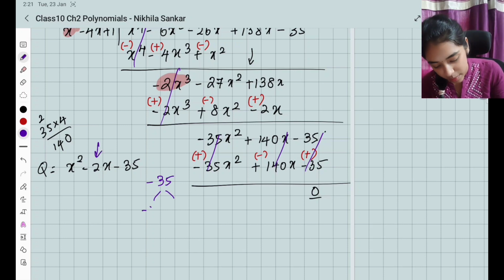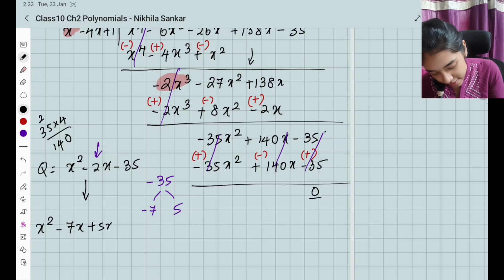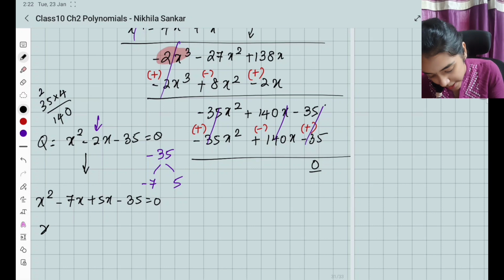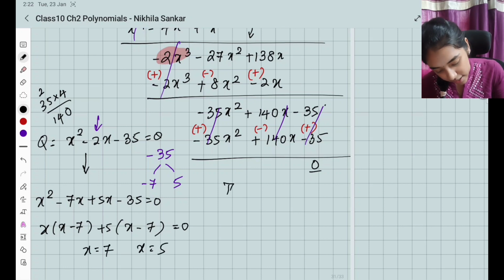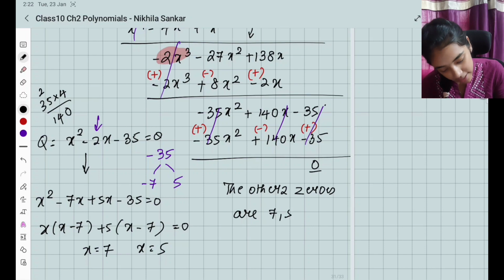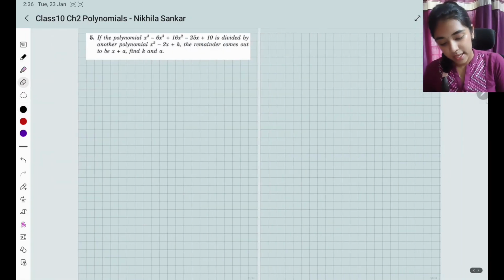So 5 7s பண்ணலாமா? So minus 7 5. So when you split the middle term, we have x square minus 7x plus 5x minus 35 equals 0. So this is going to be x common adutha x minus 7 and x minus 7. Inge plus 5 equals 0. So we have x equals 7 and x equals 5. The other two zeros are 7 and 5. Okay, simple.